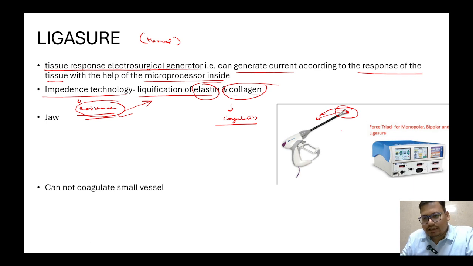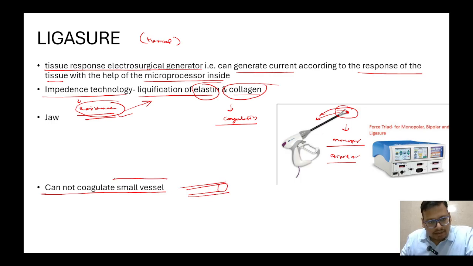Important: there are 3 types of jaw. One is monopolar jaw, monopolar tip, another is bipolar tip. We can change that according to our requirement. And important is it cannot coagulate the small vessel. See, small vessels do not have elastin or collagen layers, so it can coagulate very small vessels.